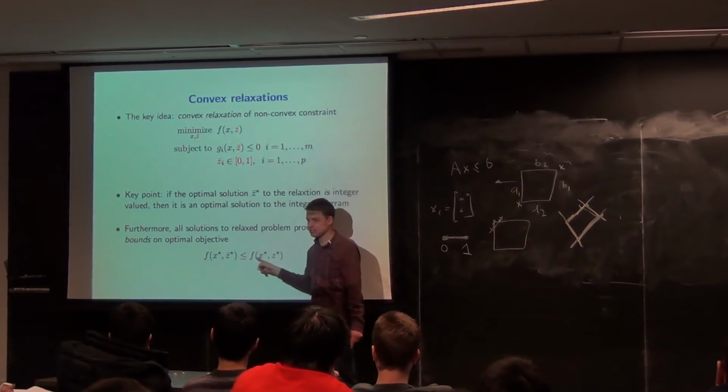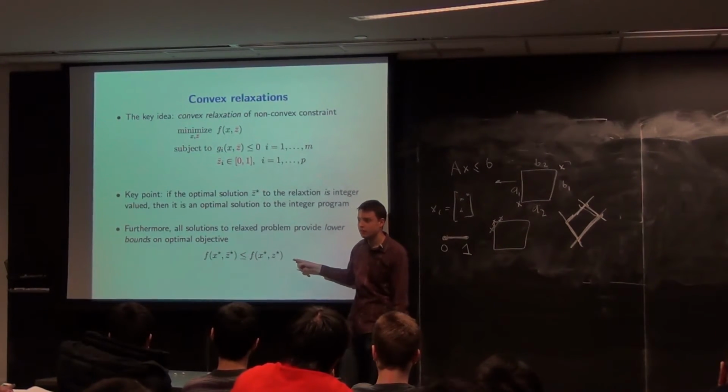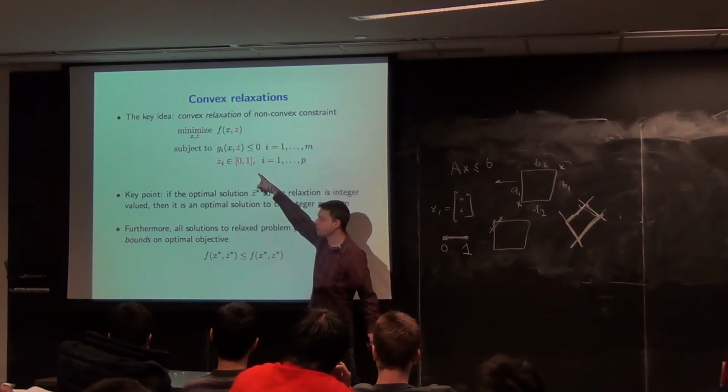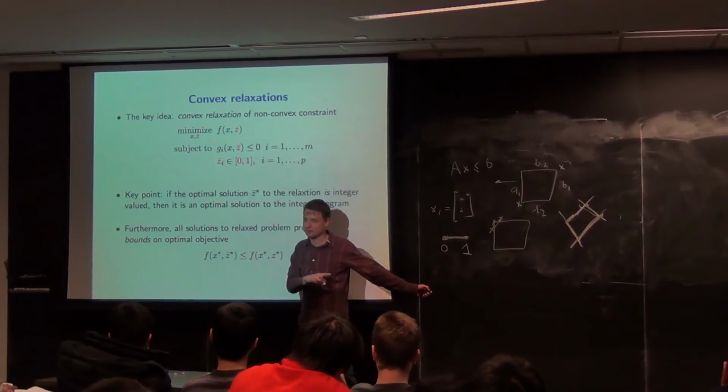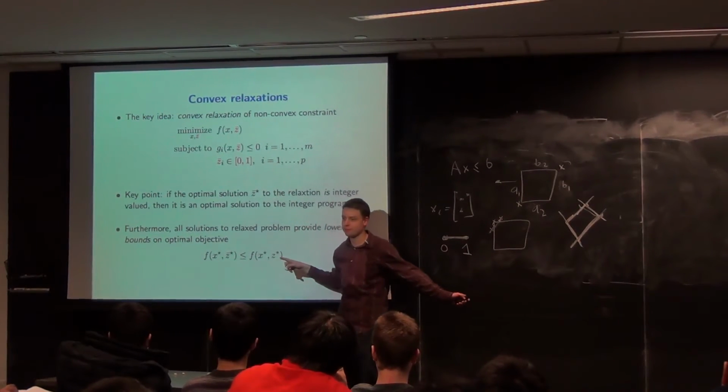This has to be less than that, right? Because, again, we have more allowable points here than we had before. We're minimizing something, so we have to do at least better than we would if we're doing this.